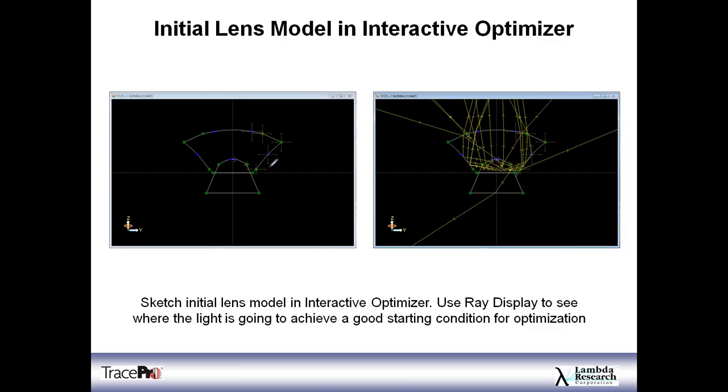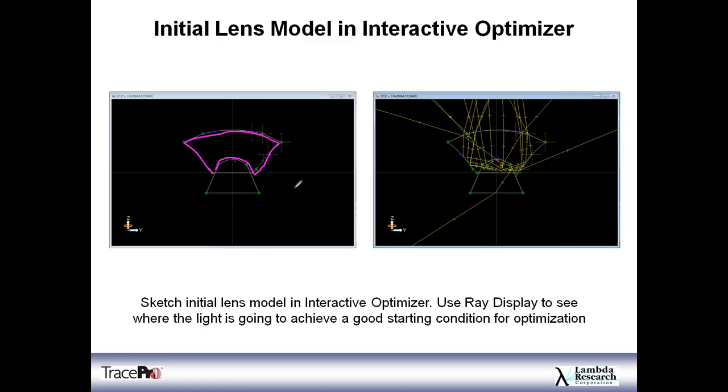So the next step, we've picked our source. We've got our starting point. Now we'd go into the Interactive Optimizer in TracePro. And once again, it's in the Utilities menu. All people using TracePro 7.0 or newer, just go right to that Utilities menu and open up the Interactive Optimizer. And what we've done here is we've sketched the initial lens design. This is our starting point.